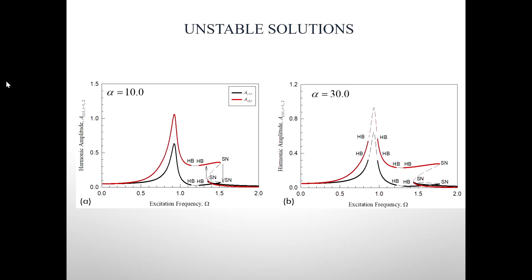And the second resonance peak seems flattened out due to the strong nonlinearity, alpha equals 10. The magnitude of the first resonance peak of M1 increases. The effectiveness of the vibration reduction is undesirable. In figure B, the nonlinear term alpha equals 30. Compared with figure A, another branch of unstable solution appears around the first peak.